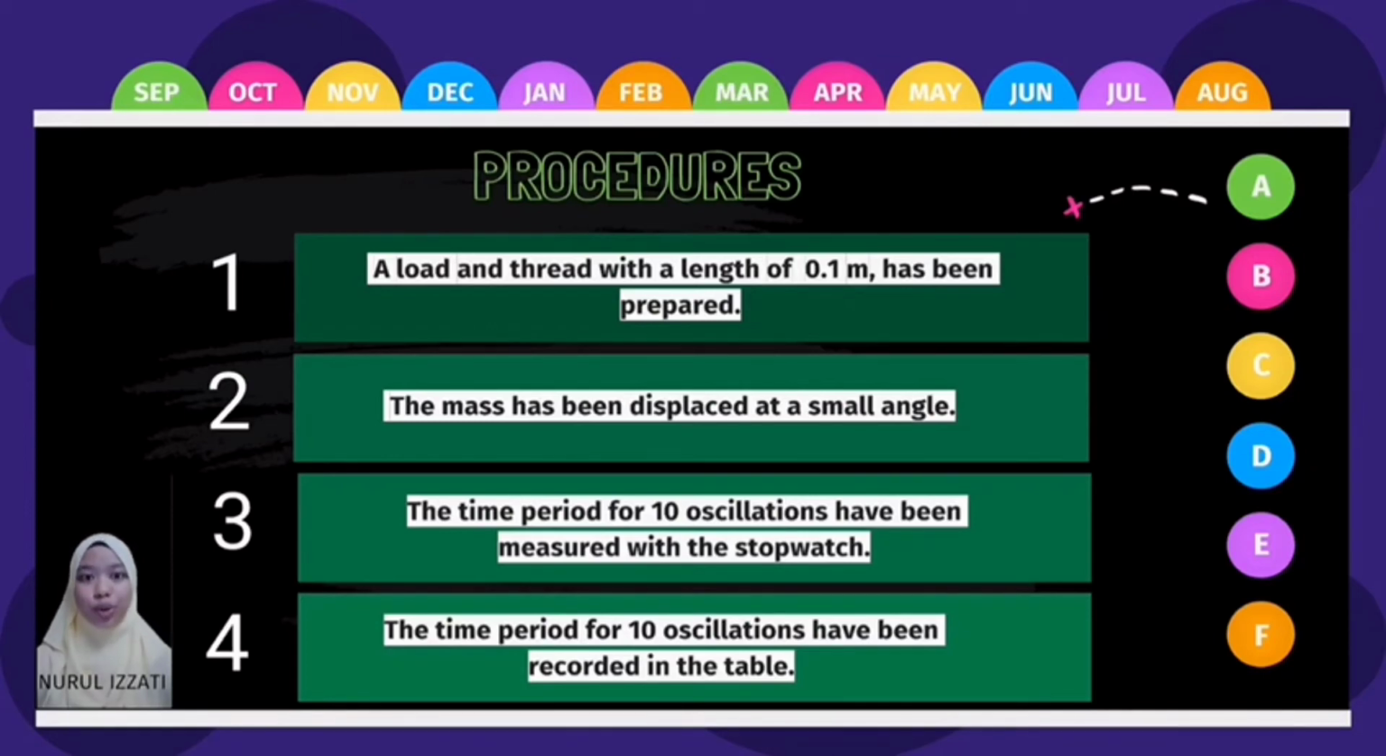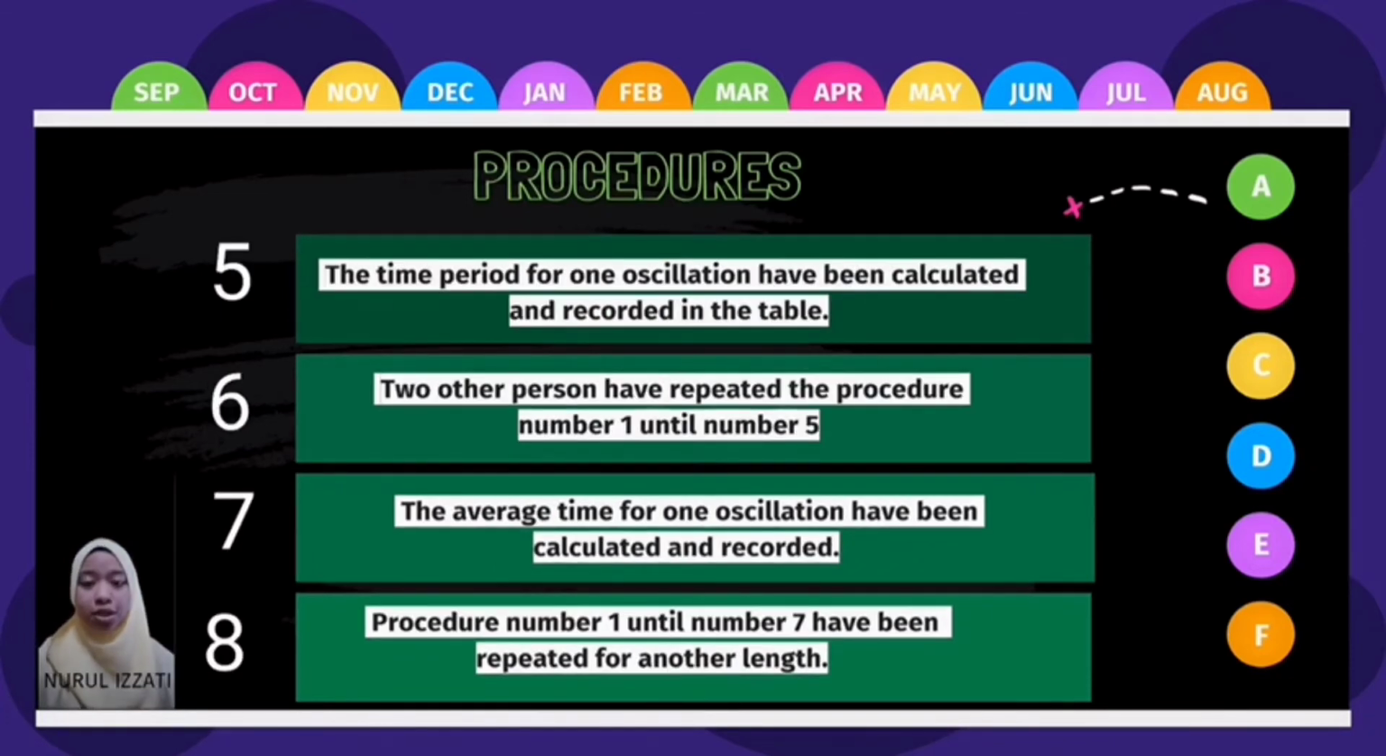Procedure number 2, the mass has been displaced at a small angle. Procedure number 3, the time for 10 oscillations has been measured with the stopwatch. Procedure number 4, the time for 10 oscillations has been recorded in the table. Procedure number 5, the time for 1 oscillation has been calculated and recorded in the table.